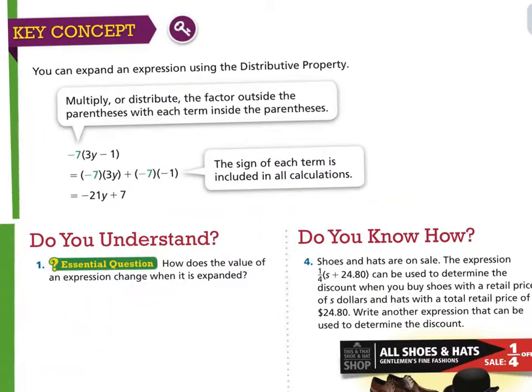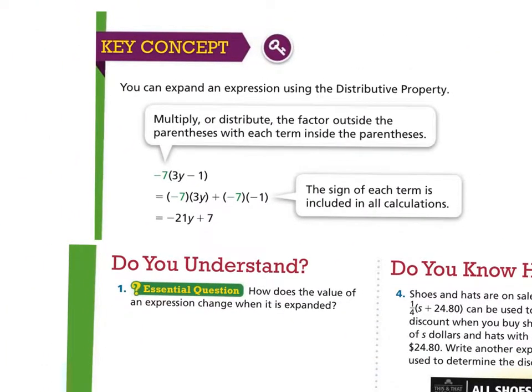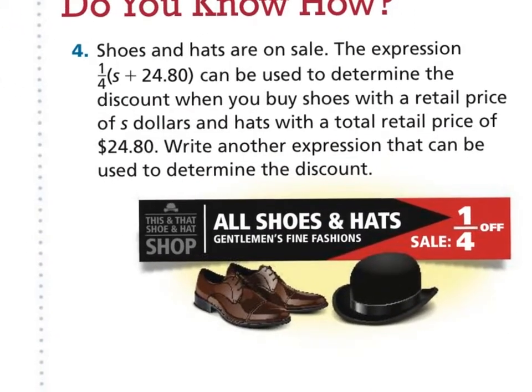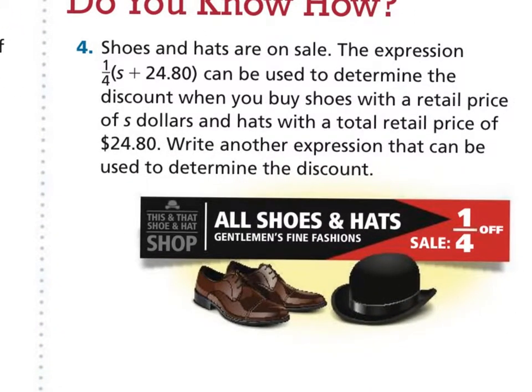So on the next page, key concept just kind of recaps things. Again, if they ask us to expand an expression, we're going to use the distributive property. We're going to multiply into everything inside the parentheses. Let's go ahead and look at the do you know how number 4. So shoes and hats are on sale, and we have an expression here that can be used to determine the discount when you buy shoes with the retail price of S dollars and hats with the total retail price of $24.80. Write another expression that can be used to determine the discount.